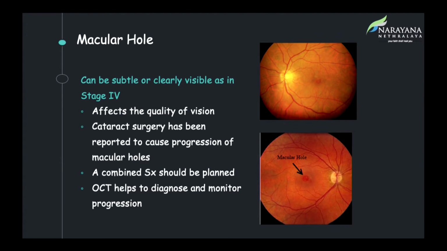On this particular picture on the top, you might feel through the hazy media that the fundus is absolutely normal, but macular holes can often be missed like this. A stage 4 macular hole will definitely affect the quality of vision. If the cataract surgery had been done, you might have a patient who is complaining of central scotoma. A combined surgery should be planned, and OCT really helps us in taking that decision.